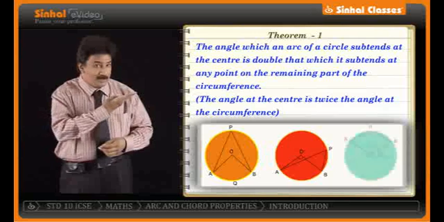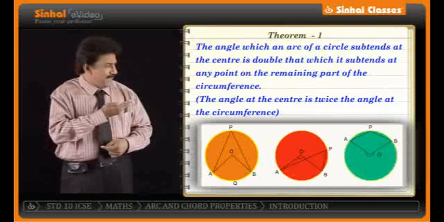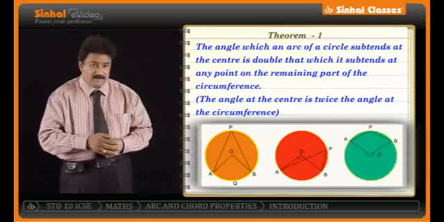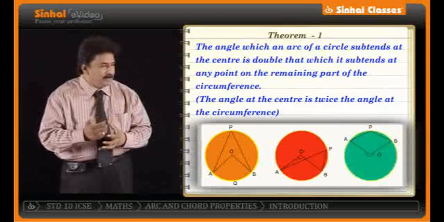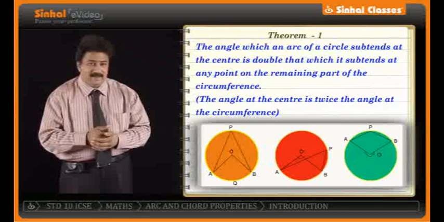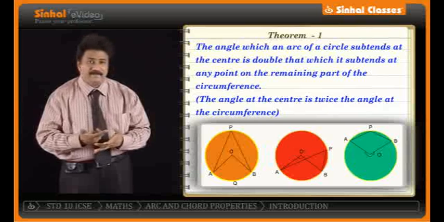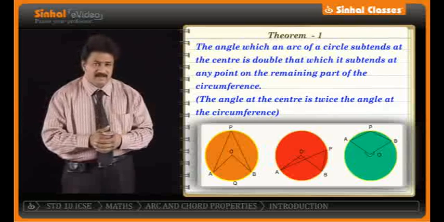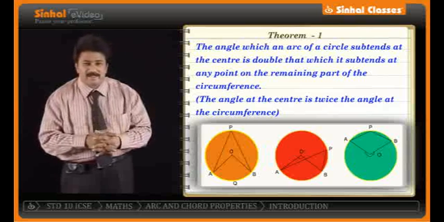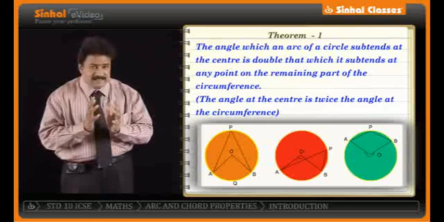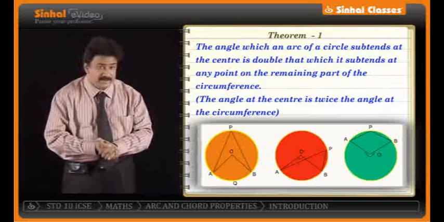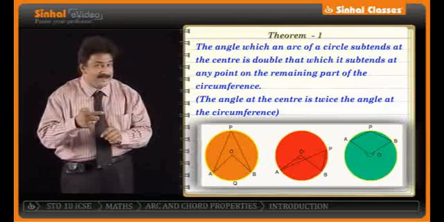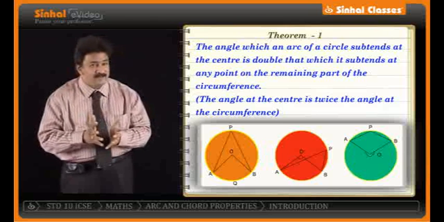See the third circle. See what is given to you. Yes, angle AOB. Can you see that angle AOB? Very good. It is double, twice the angle APB. In all the three circles, the concept remains the same. What is that? Central angle is twice the angle at the circumference.